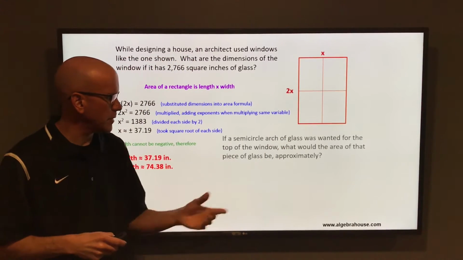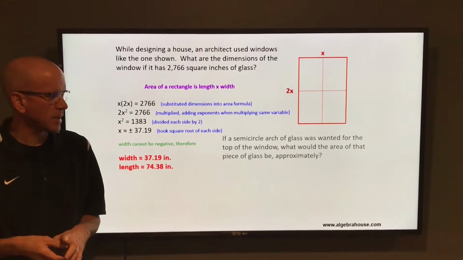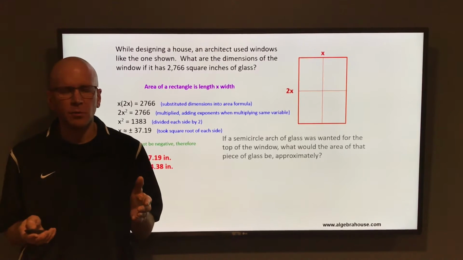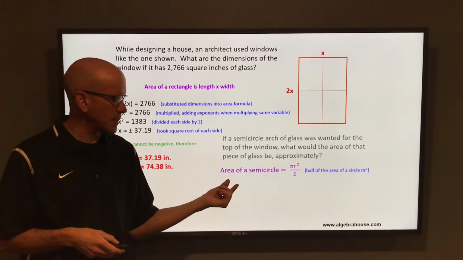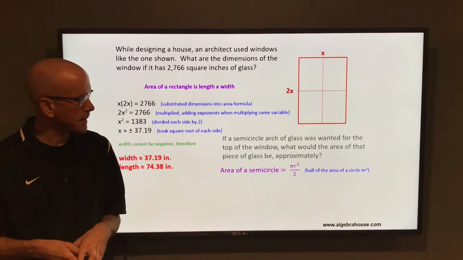That's what we're talking about here. What would be the area of that piece of glass approximately? Well, to get the area of a circle, you take pi r squared. We're talking about a semicircle here. So the area of a semicircle would be pi r squared divided by 2. It's just half of a circle.